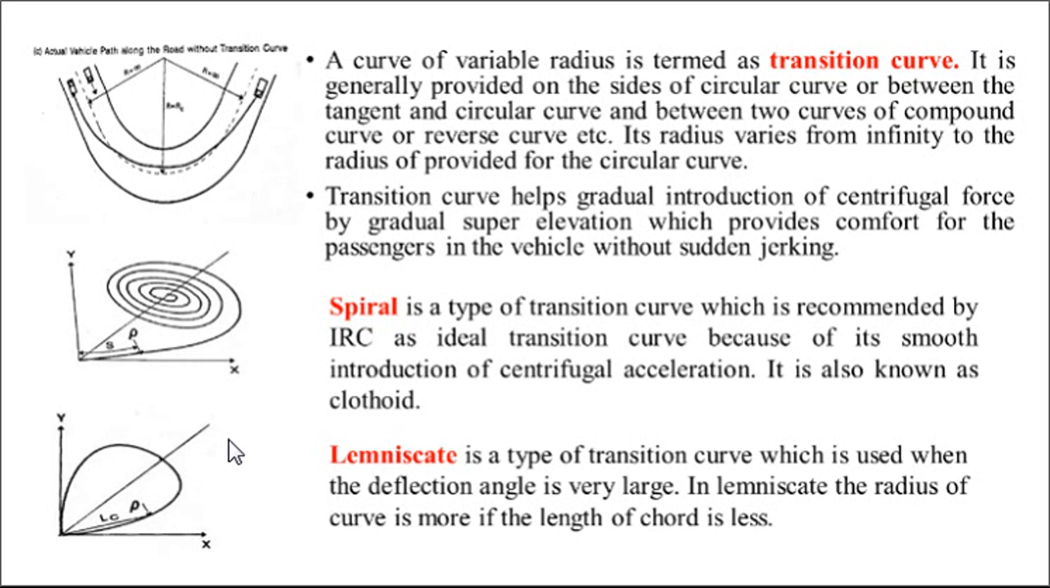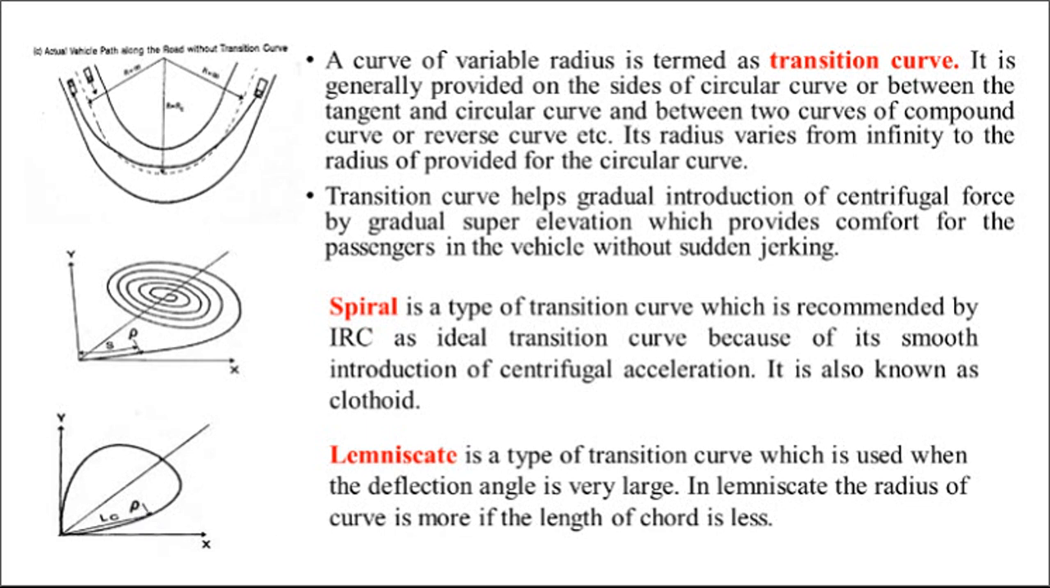Then the next curve is Lemniscate. A Lemniscate curve is a type of transition curve which is used when the deflection angle is very large. In the Lemniscate, the radius of the curve is more if the length of the chord is less. So this curve is called the Lemniscate curve. This is also provided in hilly areas where the gradient is, we can say, more.